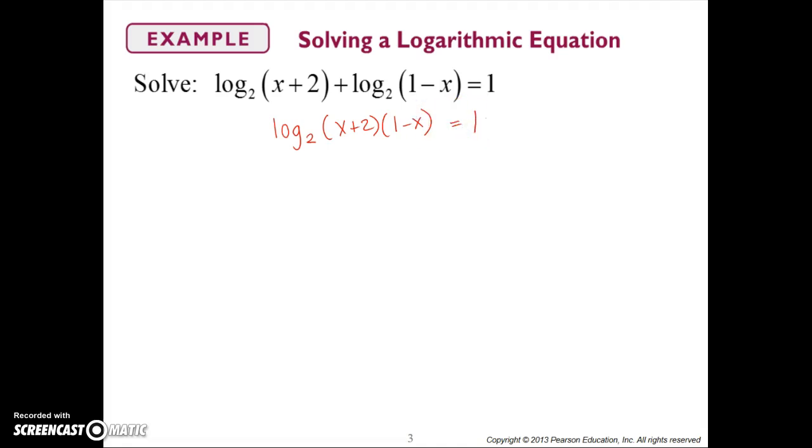equal to 1. And if we can get this down to one logarithm, then now do you see that this is just a log equal to a number? And we can convert to exponential. To convert this to exponential, we say the base of the log is the base of your exponent, 2 to the 1, because whatever it's set equal to is your exponent, is equal to x plus 2, 1 minus x. Now we've gotten rid of all logarithms, so now we have a simple algebraic problem to solve.